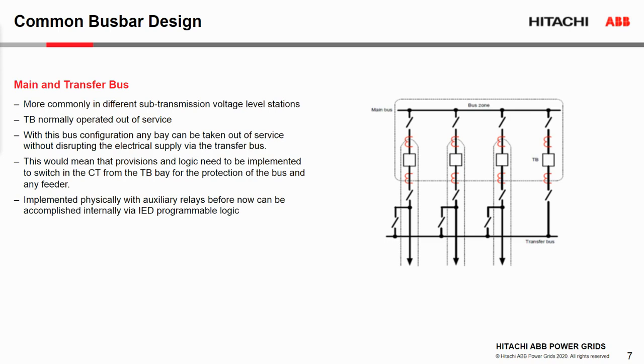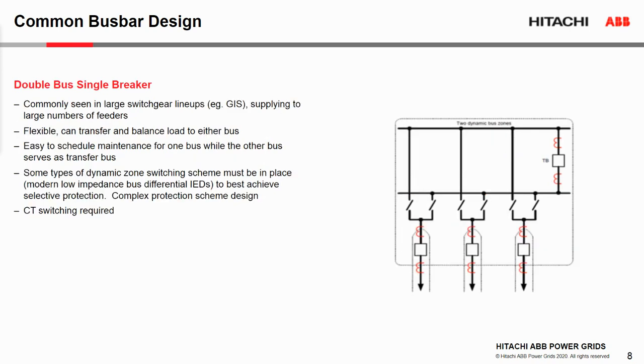Double bus single breaker: you commonly see this type of bus layout in very large switchgear lineups, typically in GIS, because it's compact and takes less space. It supplies a large number of feeders. It's flexible: it can transfer and balance load to either bus. You can transfer all the load to one bus while you service the other bus.